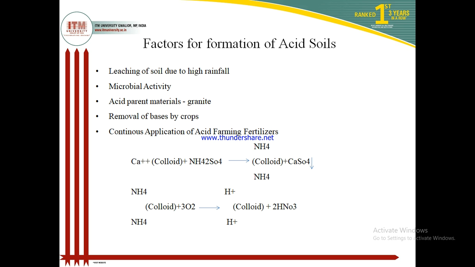Now the continuous application of acid forming fertilizer. Mostly the farmers are using calcium ammonium nitrate, ammonium sulfate, ammonium nitrate. The pH of these is mostly below 7, so these fertilizers create acidity. Just to see, when the colloid is adsorbed with calcium and you apply ammonium sulfate, then the ammonium is adsorbed on the colloid and calcium sulfate is formed.